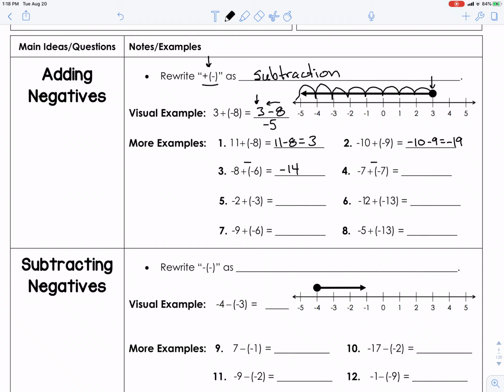7 plus negative 7. That just becomes negative 7 minus 7. Well, negative 7 minus 7, start at negative 7 and count backwards to the left, 7. So it starts at negative 7, goes negative 8, negative 9, negative 10, negative 11, negative 12, negative 13, negative 14. Pretty simple. I'm going to ask you to do the next 4 on your own. So go ahead and pause the video and try to do the next 4.